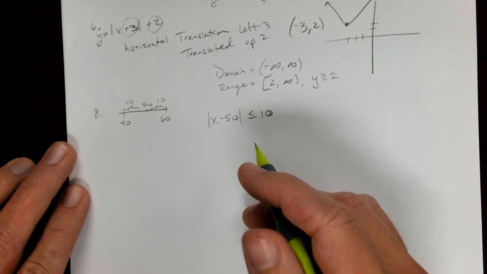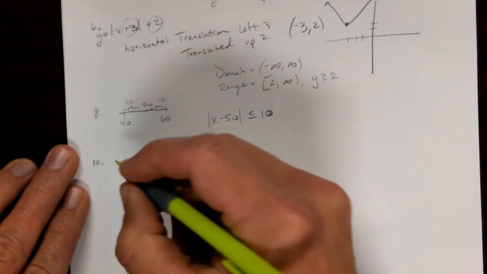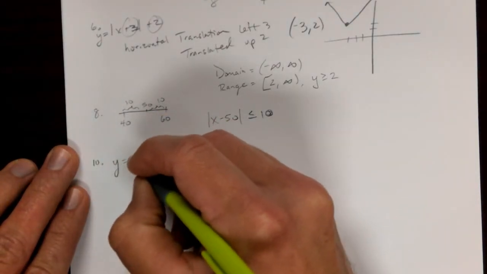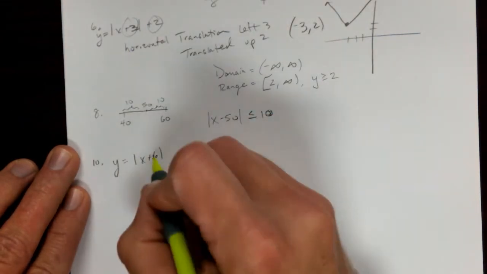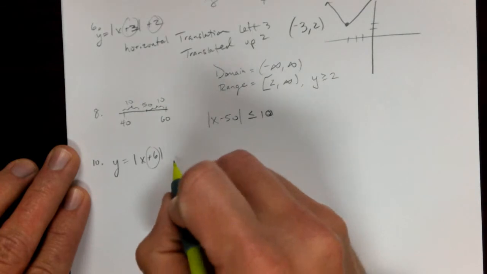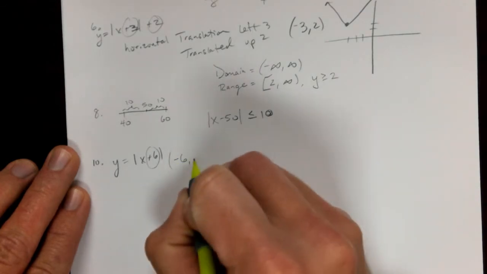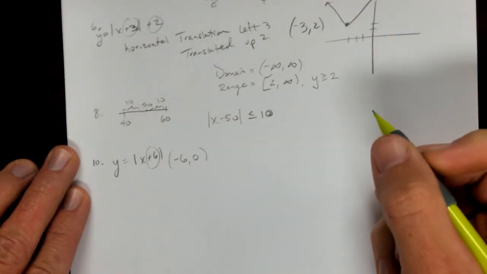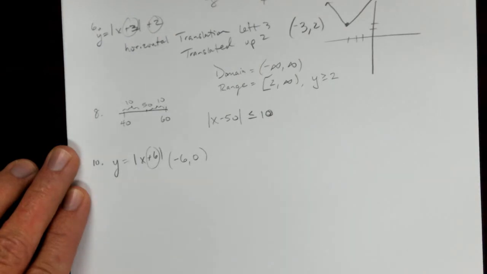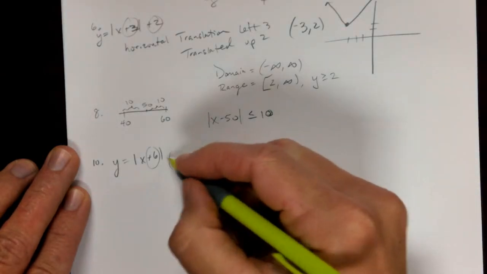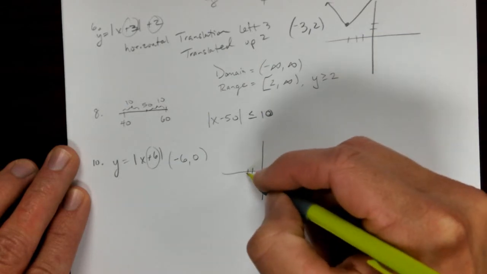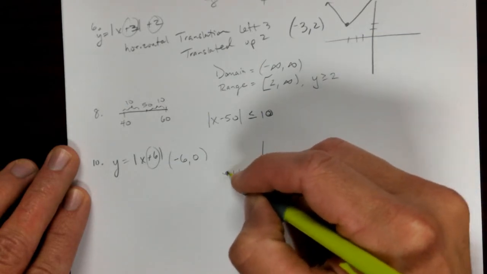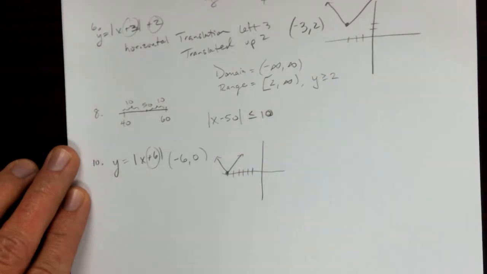All right, let's go on to number 10. We want to graph that absolute value inequality. So we have y equals the absolute value of x plus 6. Going back to just like we did on number 6, I plugged in a negative 6 for my x value for my vertex. My y value is 0 because we did not have a vertical translation. So that would look like that puppy right there.